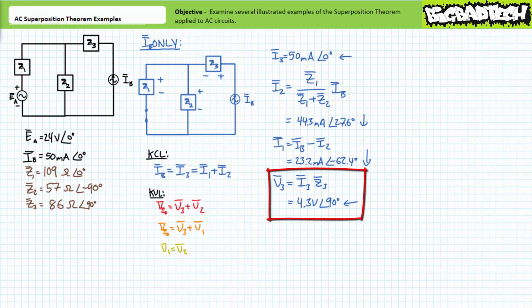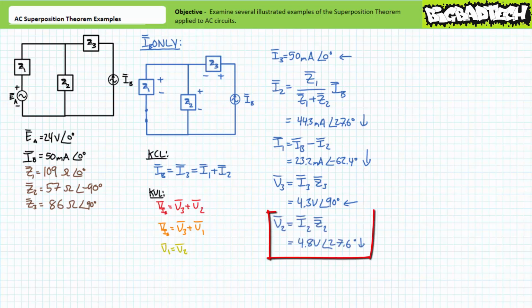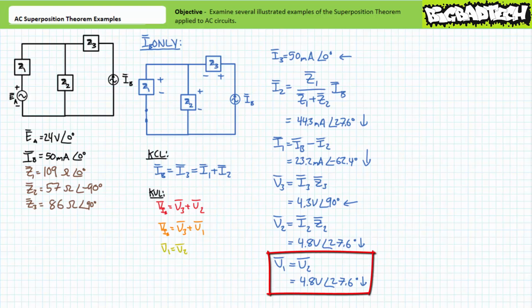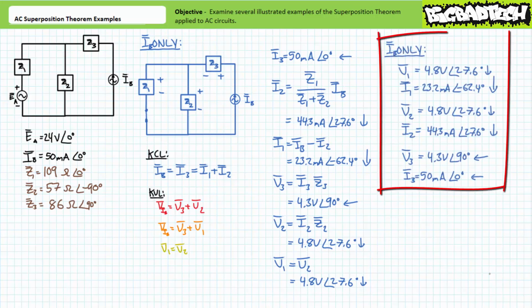Application of Ohm's law demonstrates V3 to be 4.3 volts at an angle of 90 degrees, where assumed polarity positive to negative is right to left. Another application of Ohm's law demonstrates V2 to be 4.8 volts at an angle of 27.6 degrees, oriented positive to negative, top to bottom. Given impedance element Z1 is in parallel with impedance element Z2, V1 equals V2. Voltage across elements in parallel is the same. This completes the analysis from the perspective of current source IB.